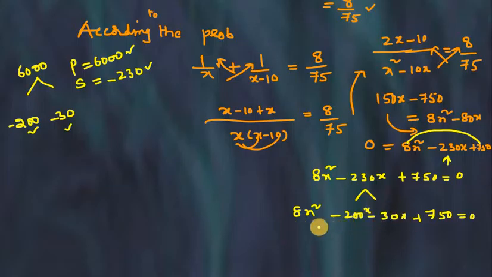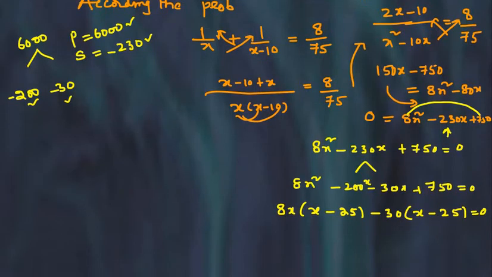So in the first two terms I can take 8x common. If I take 8x, x is left out, and 25 is there. 8 25s are 200. In the last two terms I can take 30 as the common, so x minus 25 is equal to 0. You can cross check further. 8x into x, 8x square, 8x into 25, 200x, 30 into x, 30x, 30 into 25, 750. So you will get the same thing.